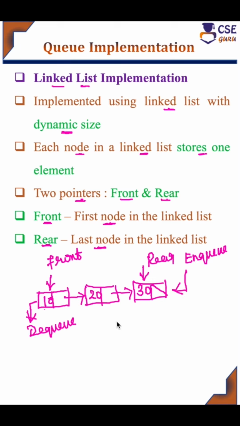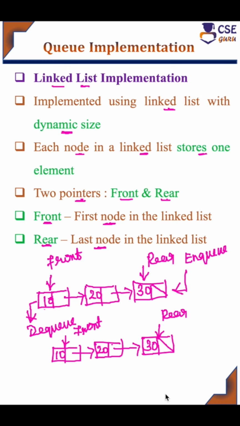Suppose I want to insert a new element, that is, add a new element to this node structure: just create a new node and attach it at the end of the rear pointer. For example, if I want to perform an enqueue operation, create a new node at the end of the rear, place the element in the data part and the next part as null, and now mark the rear pointer as the new node and create a link to the next node. That's it. You have added the new element.